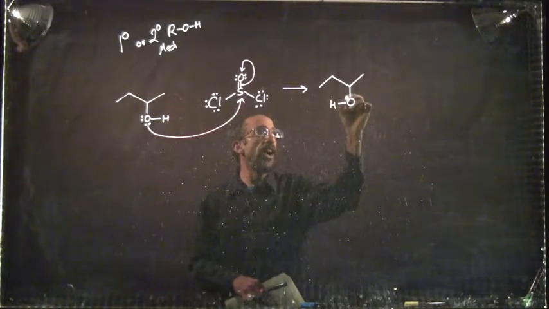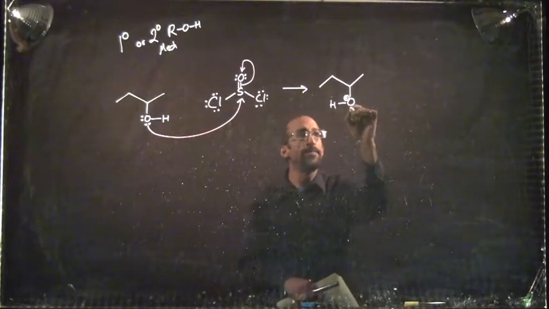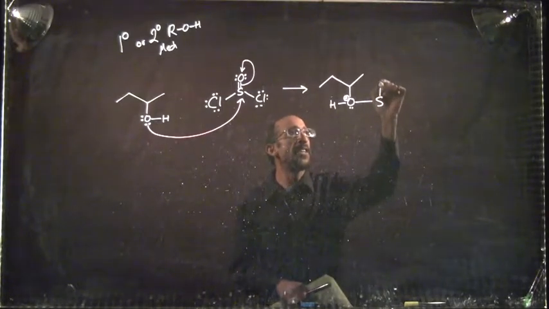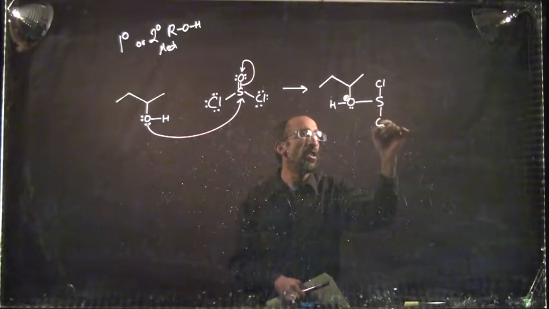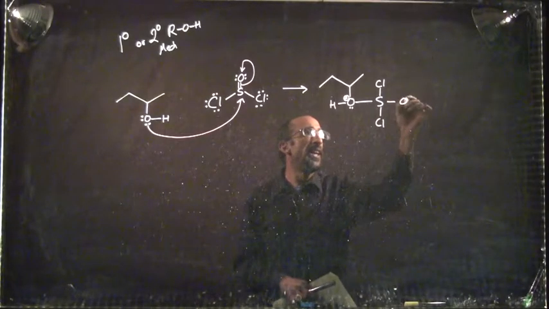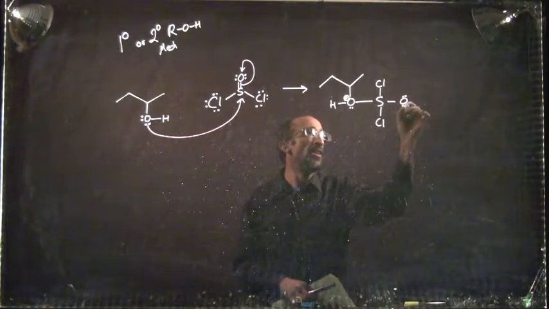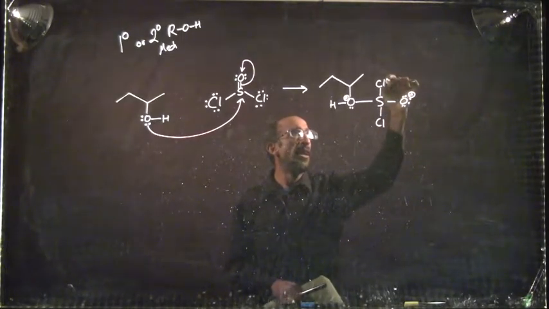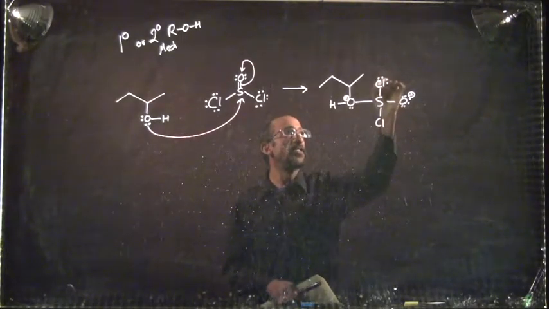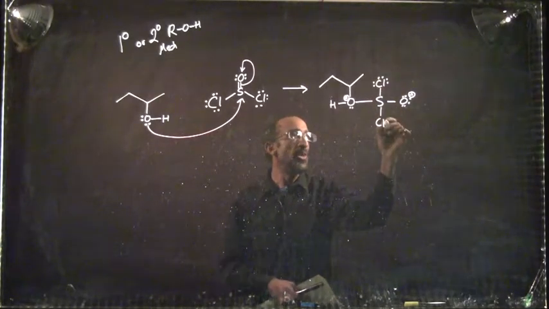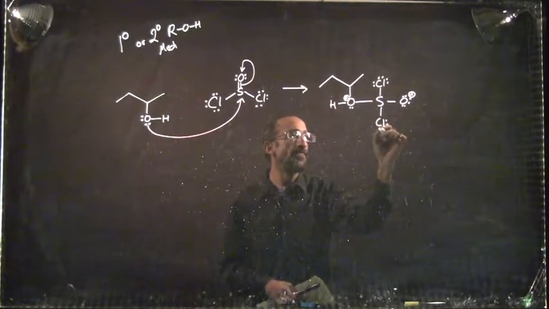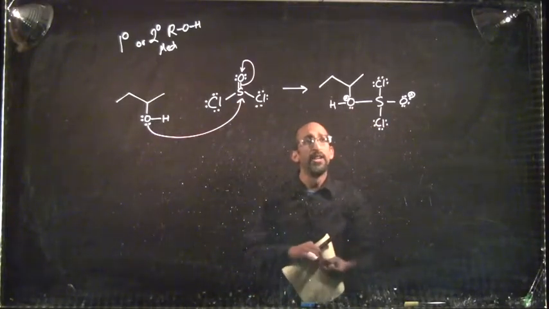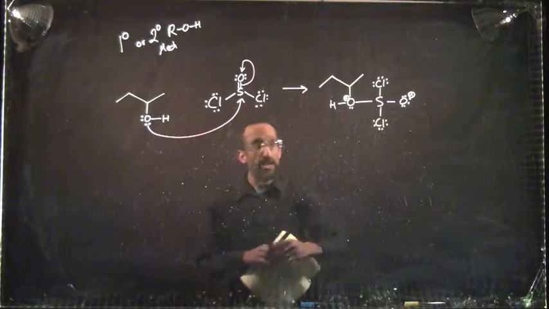We still have our alcohol oxygen bonded to hydrogen. It is also now bonded to that sulfur atom of thionyl chloride. Here are our two chlorines. And finally, our oxygen from the thionyl chloride. And we can see now that in our first intermediate, we have a balanced charge. Positive on the alcohol oxygen, negative on the thionyl chloride oxygen.